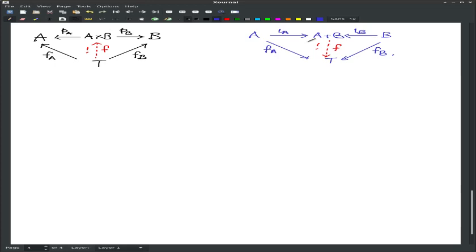And the people involved with diagrams, they call this the product diagram. And the people involved with diagrams call this the coproduct diagram. Co means to suggest that as if in the product diagram you just reverse the arrows and you get it.